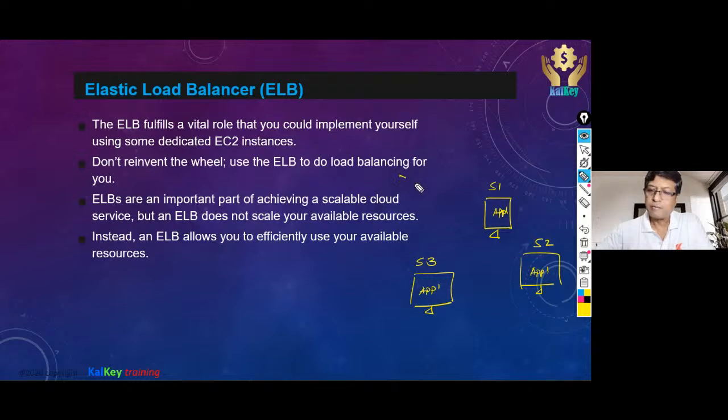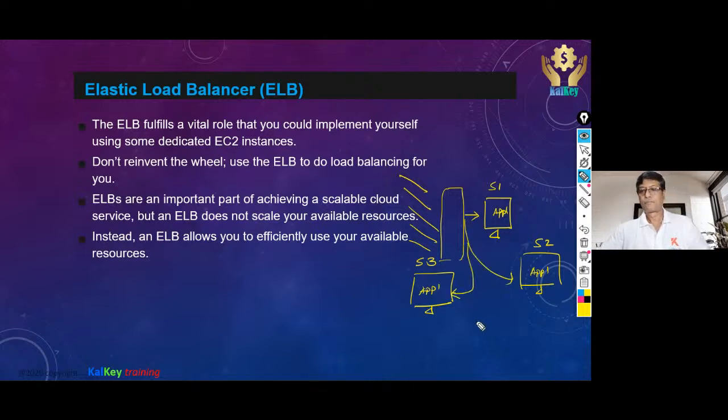So when the traffic comes, the traffic will not decide which server it has to go to. It will be decided by the load balancer. The load balancer may distribute this traffic to here, or here, or here, depending on some round robin logic.